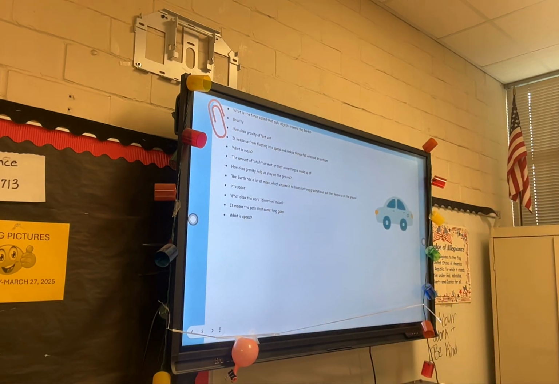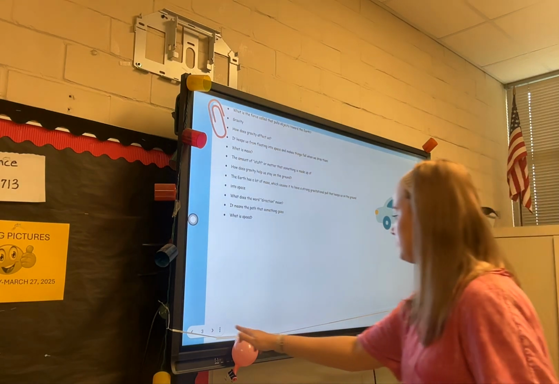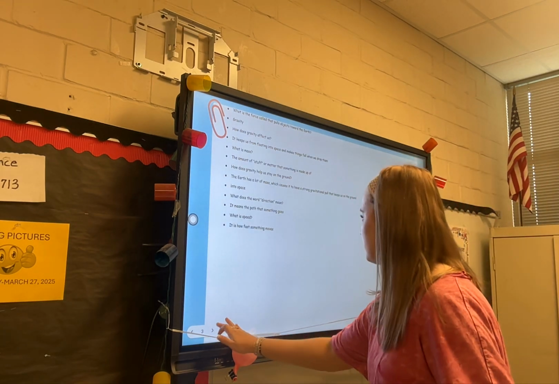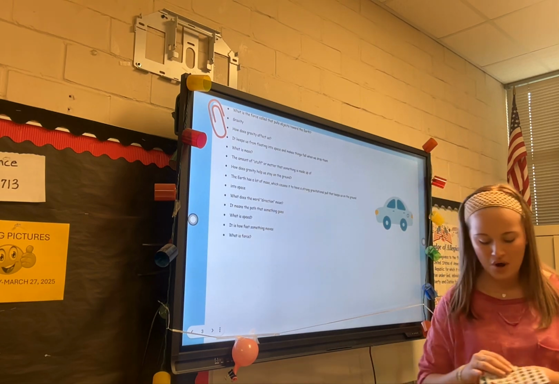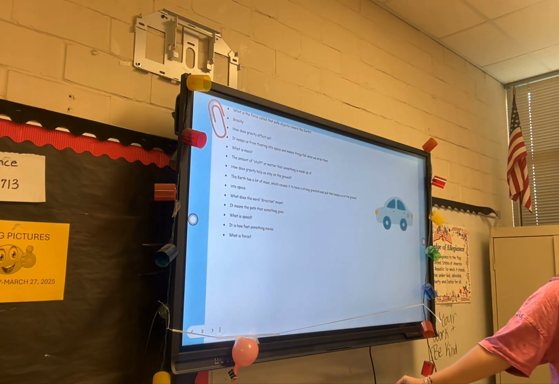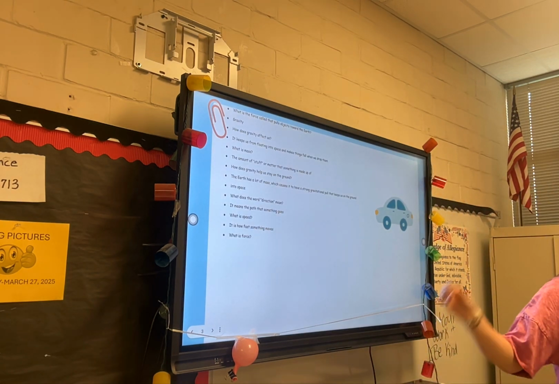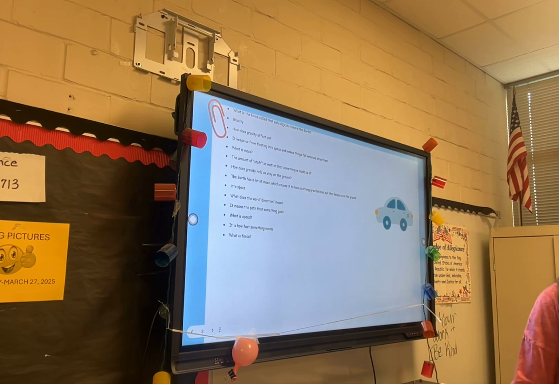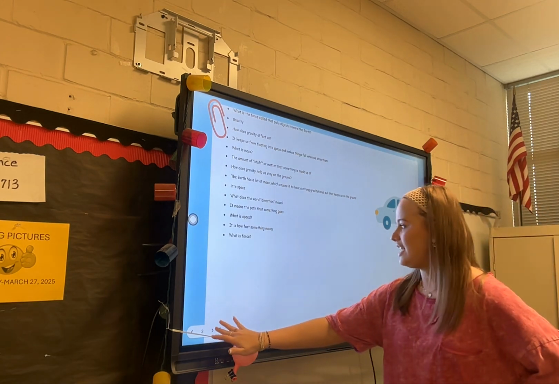So what is speed? Remember, we talked about how we can change our speed. What is speed, Levi? Motion. Or how fast or slow something can go. So what is force? Everybody tell me. A push or pull. A push or a pull. Yes.